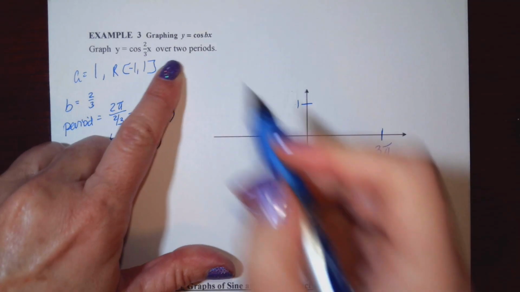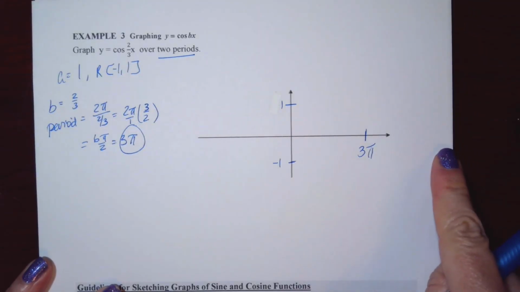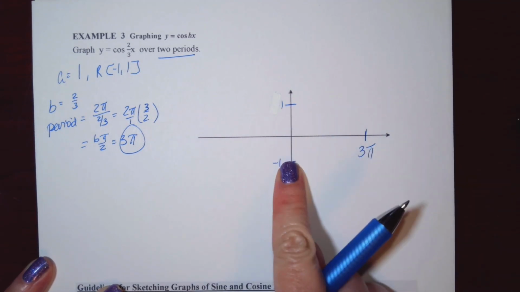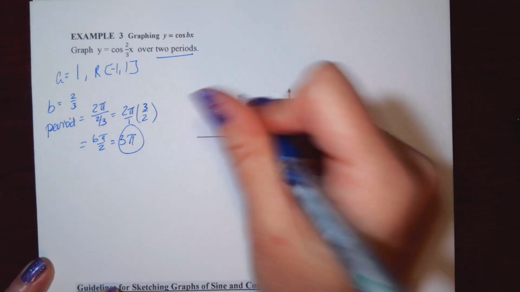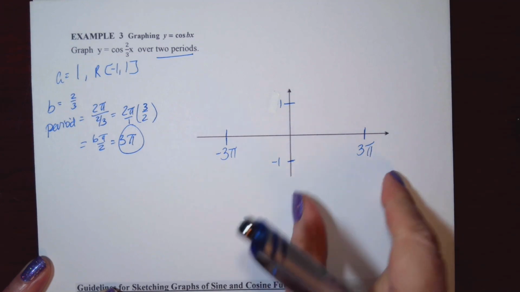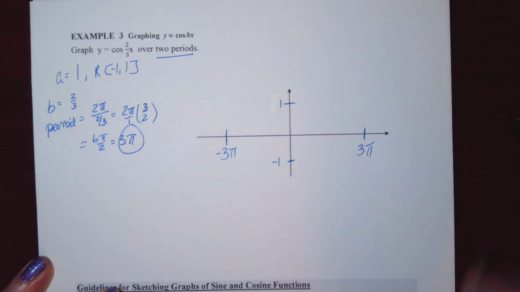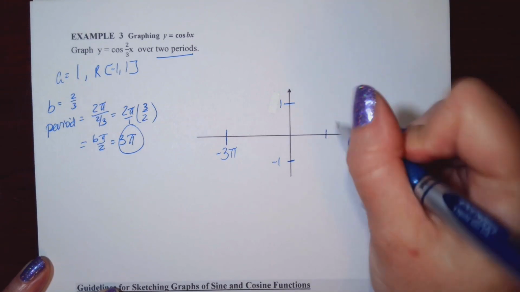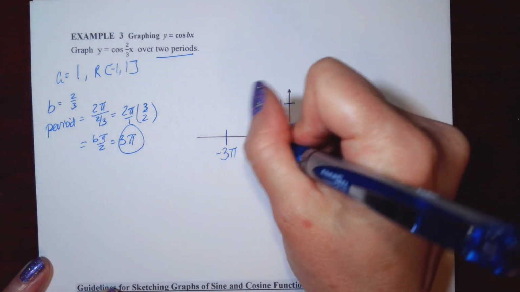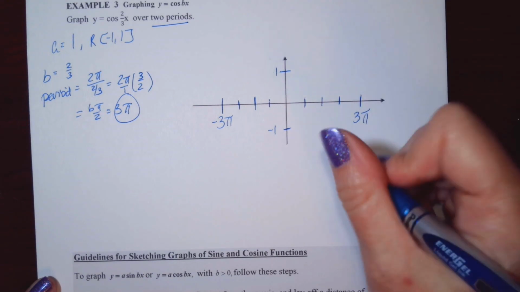Now I'm asked to do 2 cycles, 2 periods. I have a choice here. I could keep going to 6 pi in a positive direction, or since it's balanced at 0 radians, 0 is my starting place, it's just as easy to go backwards to -3 pi so that I've got 1 period here, 1 period here. Either way works. There's no right and wrong with that. I'm going to divide up each of my periods into 4 equal intervals. And because 3 is odd, I want to look at that interval size.